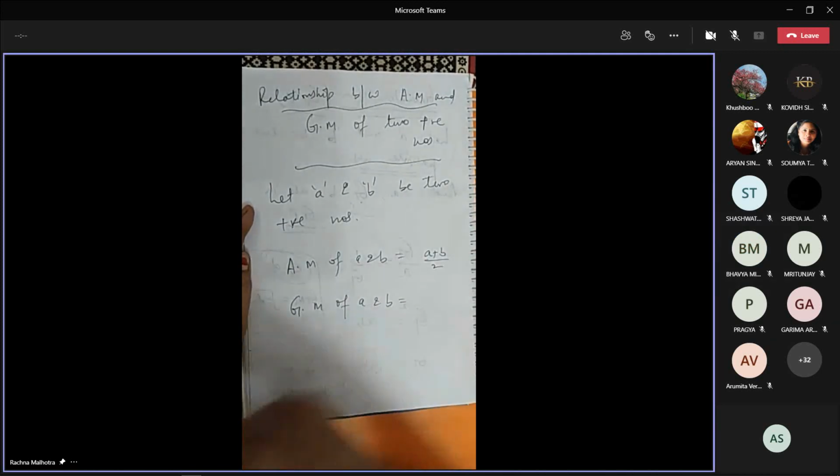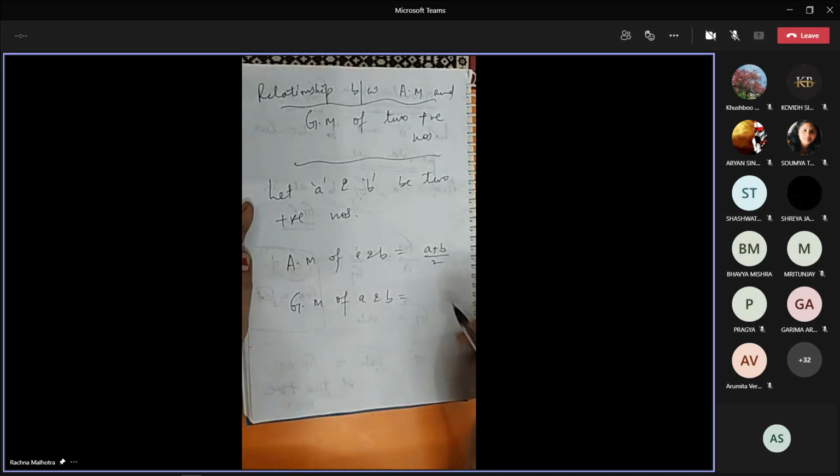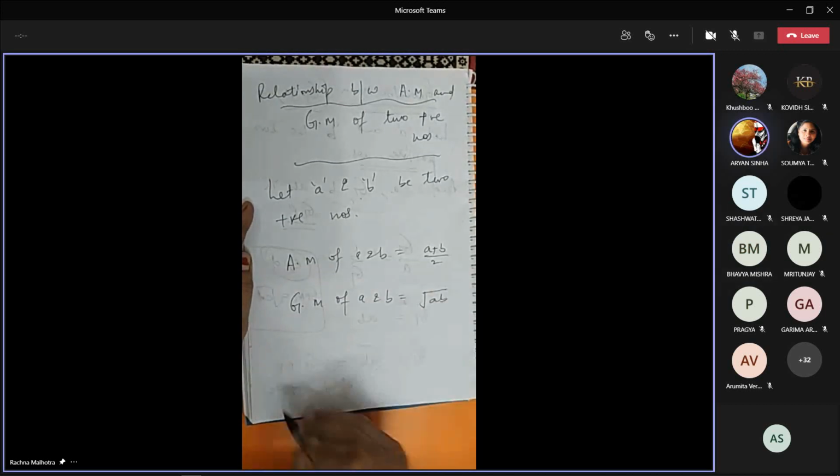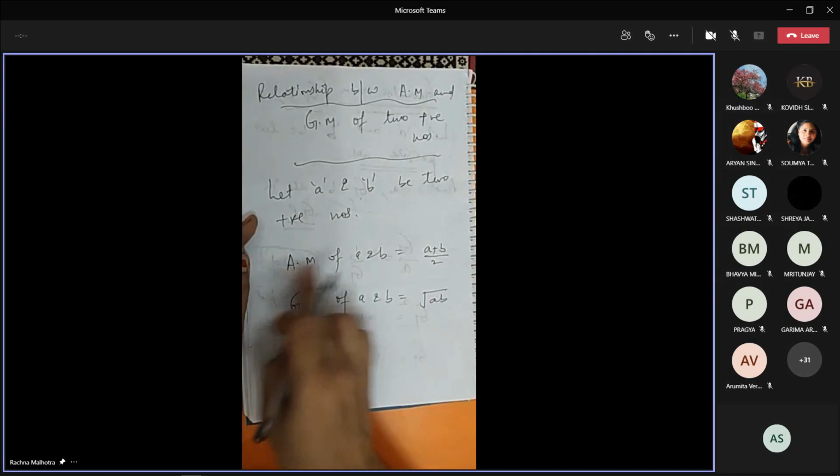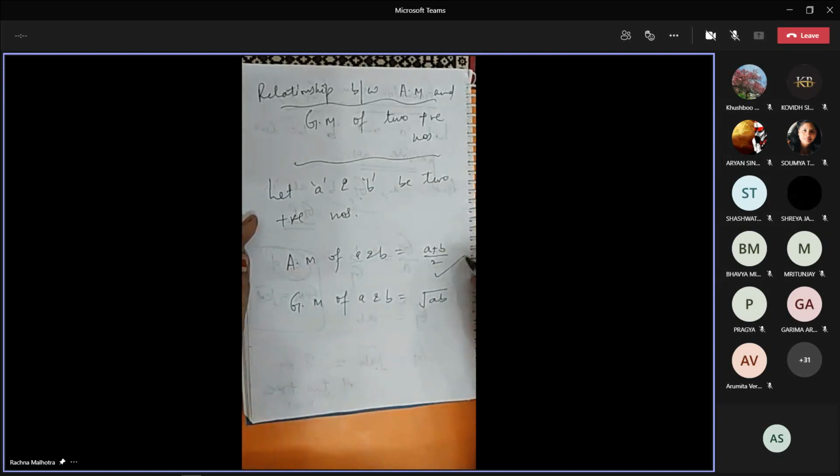And what about the geometric mean? We just calculated it on the previous page. अभी किया था, under root AB. So you can give the name AM also, it's up to you. अभी हमने इसको (A plus B) by 2.